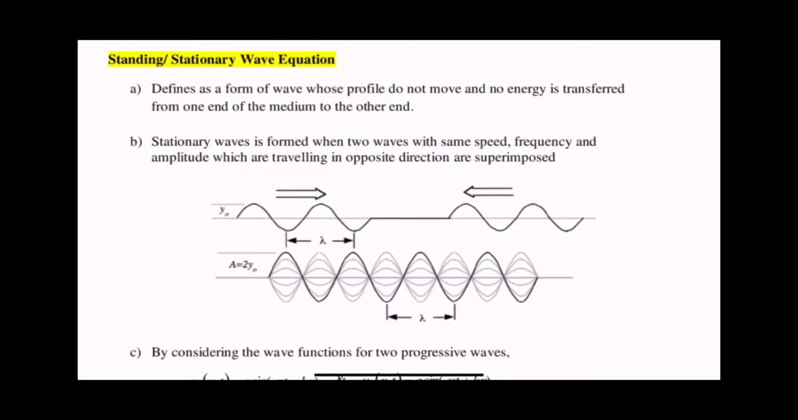Okay, based on the previous video, we know that a standing wave or stationary wave is defined as a form of a wave whose profile does not move and no energy is transferred from one end of the medium to the other end. And the stationary wave is formed when two waves with the same speed, frequency and amplitude which are travelling in opposite directions are superimposed.